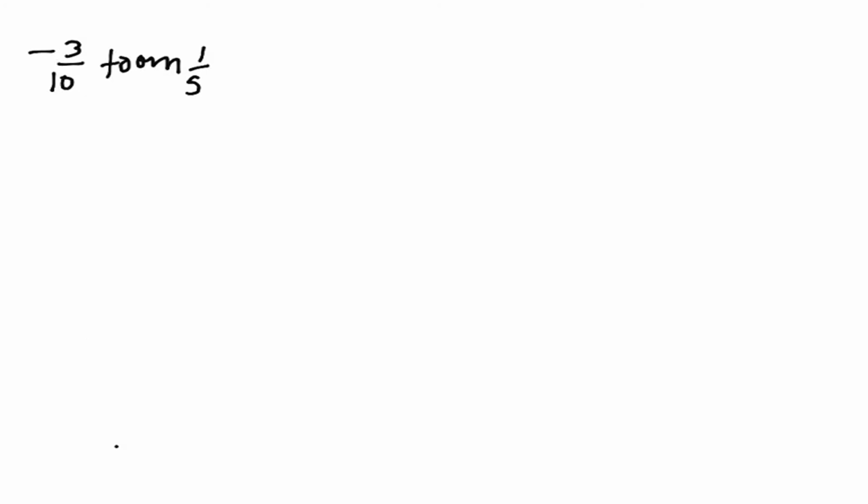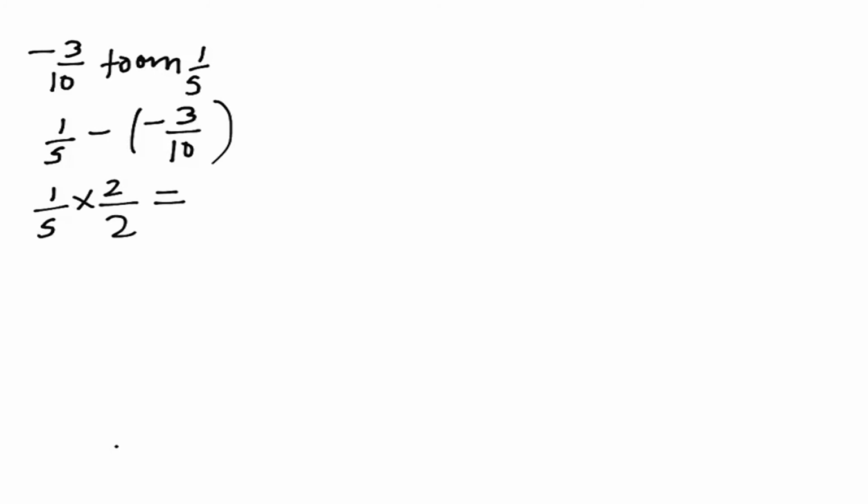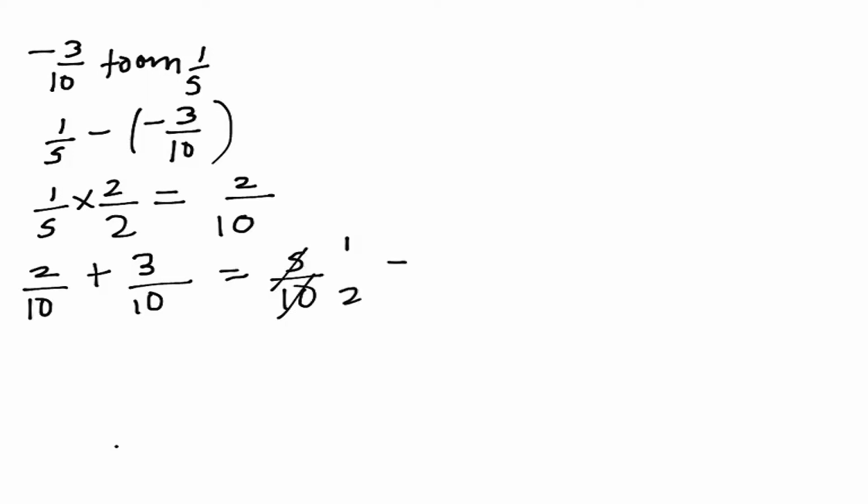Next example, we have to subtract minus 3 by 10 from 1 by 5. So it means we will write it as 1 by 5 minus minus 3 by 10. Here we have different denominators, so we have to make the denominators the same first. The LCM of 5 and 10, we know, will be 10. For 1 by 5, we have to multiply by 2, so we will get 2 by 10. Here we have 2 by 10, minus and minus we can write as addition, 3 by 10, and we will get 5 by 10. Now we can reduce it to the standard form. We will get 1 by 2 as our answer.